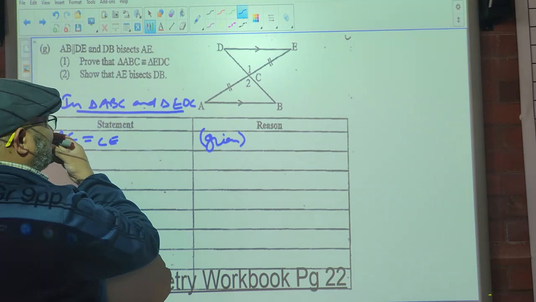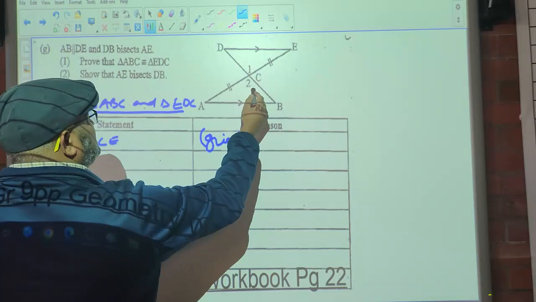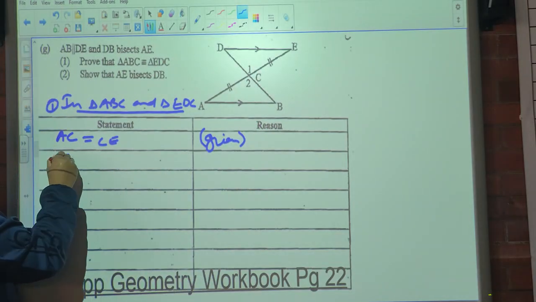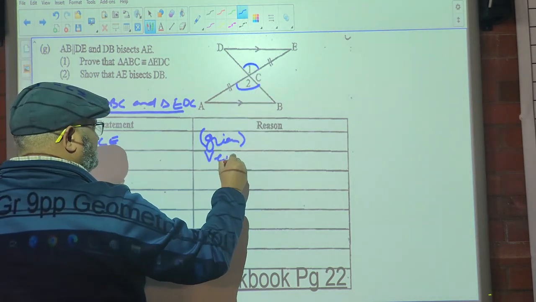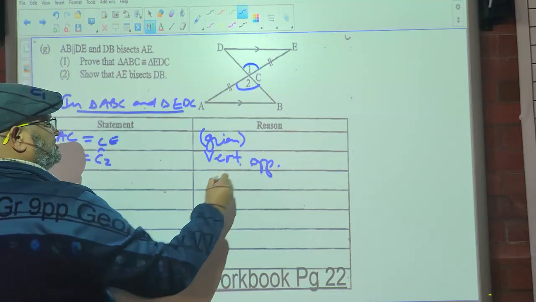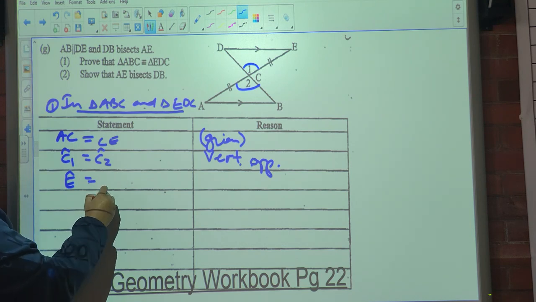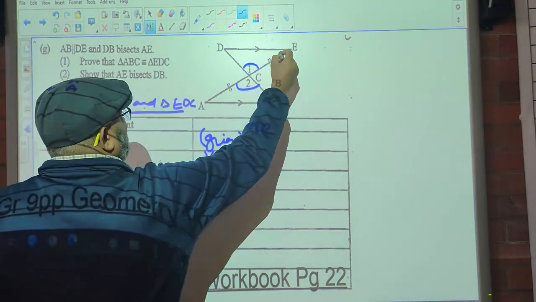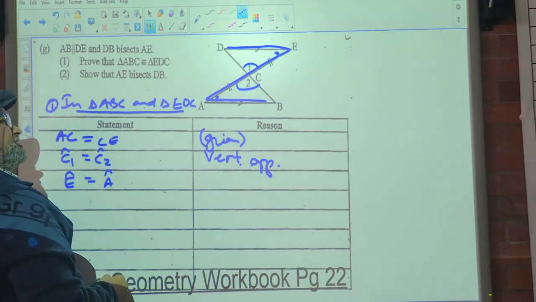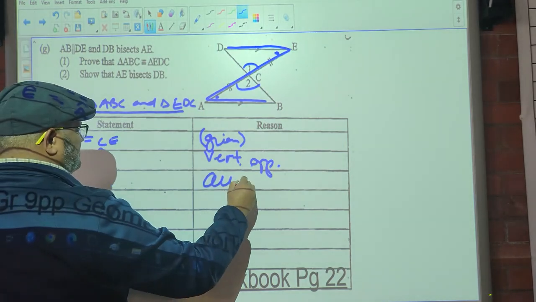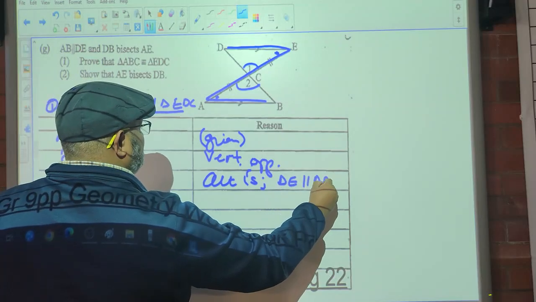Now we know that C1 is equal to C2. Why is C1 equal to C2? Vertically opposite angles. And then angle E is equal to angle A. Why is angle E equal to angle A? Because of alternate angles, with DE being parallel to AB.